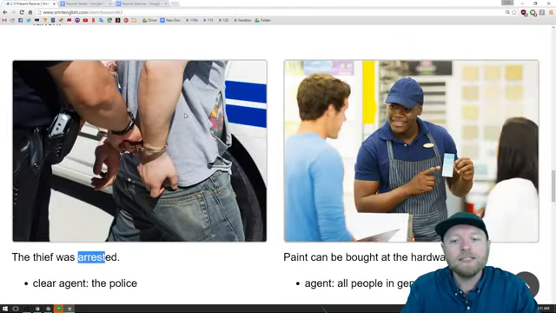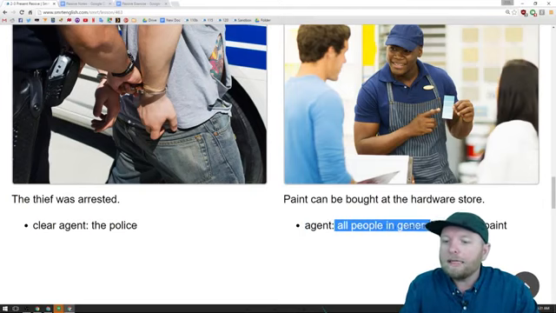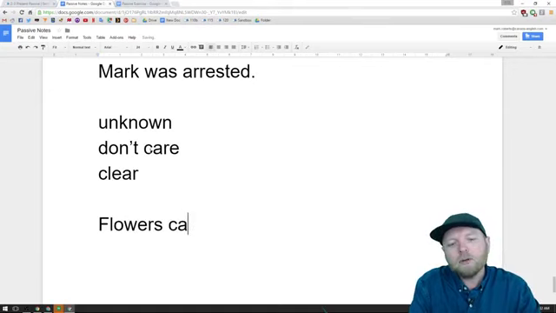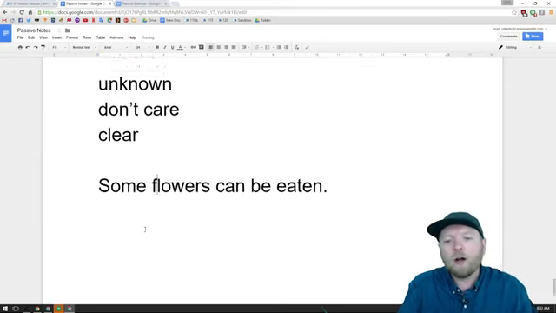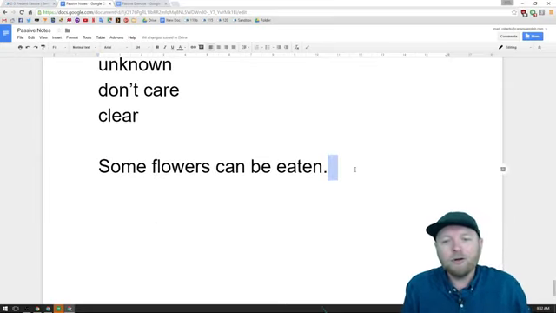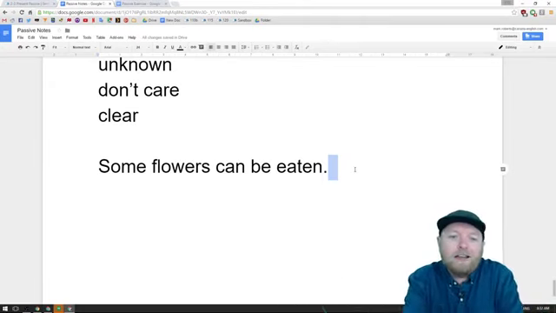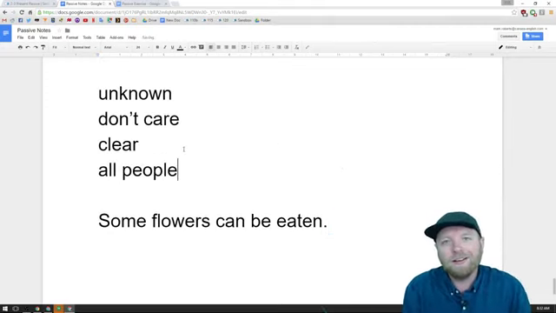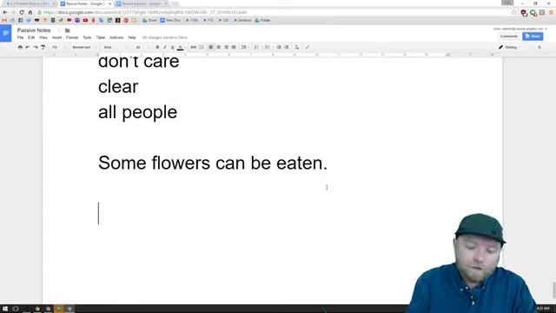And what's the last reason? Well, sometimes the agent means all people in general, right? Like what do you mean, right? Example, flowers can be eaten. Well, some flowers, right? Some flowers can be eaten, right? Well, who eats it? People. Of course, people. It's all people. So sometimes the agent means all people. Okay? All right. Now, let's look at some forms here.